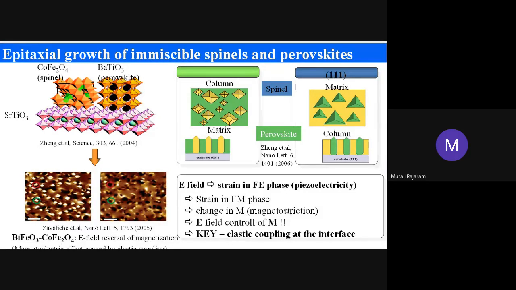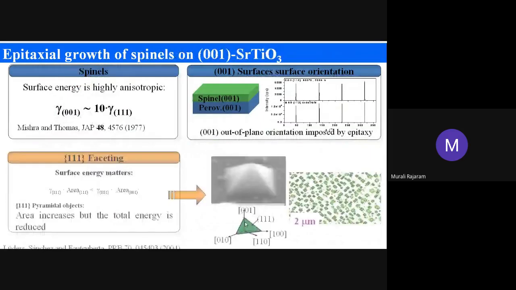So the key here is the elastic coupling. If these two materials are elastically coupled, you can tune the magnetization with the applied electric field, or you can tune the electric field by the magnetization. So elastic coupling is the key parameter here. I'll just skip this slide.